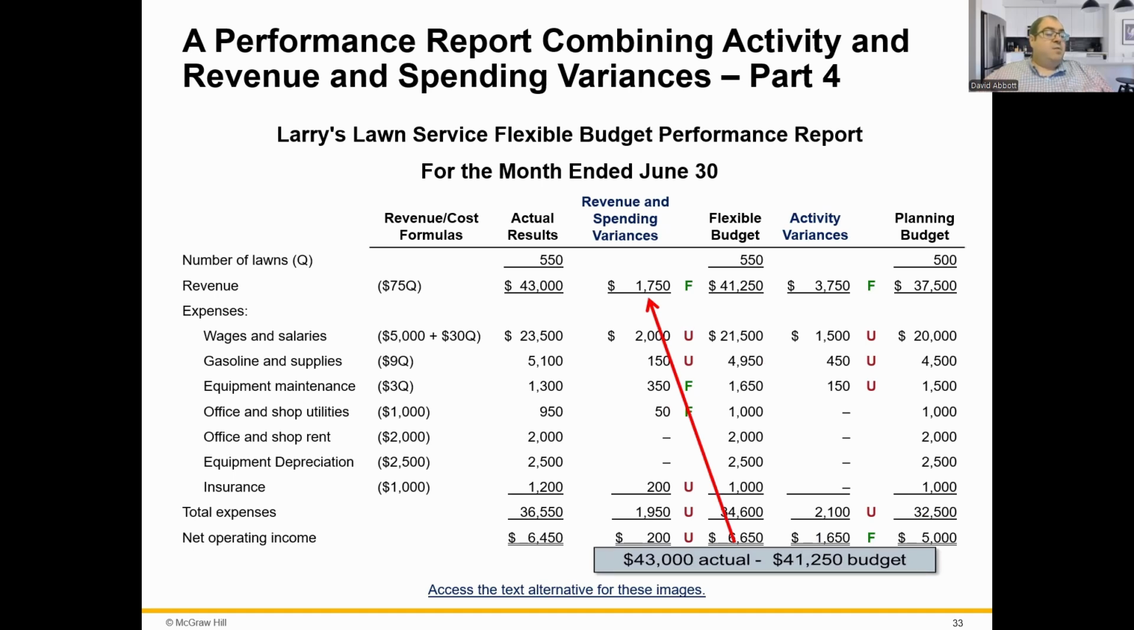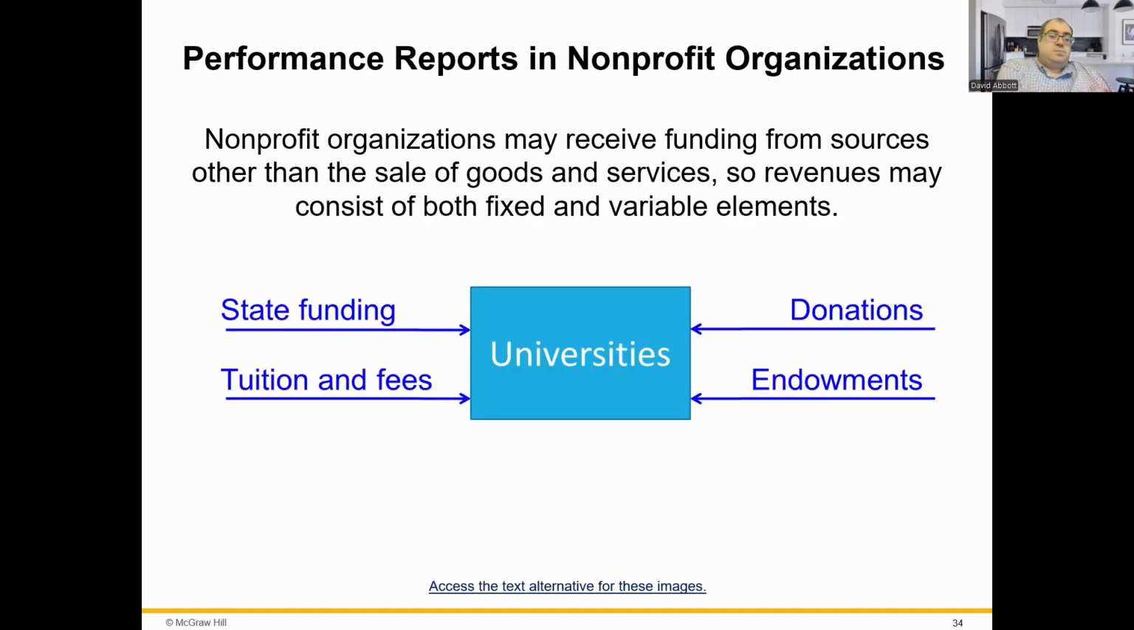When interpreting a flexible budget performance report, it is important to remember two things. First, to generate a favorable activity variance of net operating income, managers must take actions to increase the level of activity. Second, to generate an overall favorable revenue and spending variance, managers must take actions to protect selling prices, increase operating efficiency, and reduce the price of inputs. Then we'll take a look at how this works for a nonprofit organization.